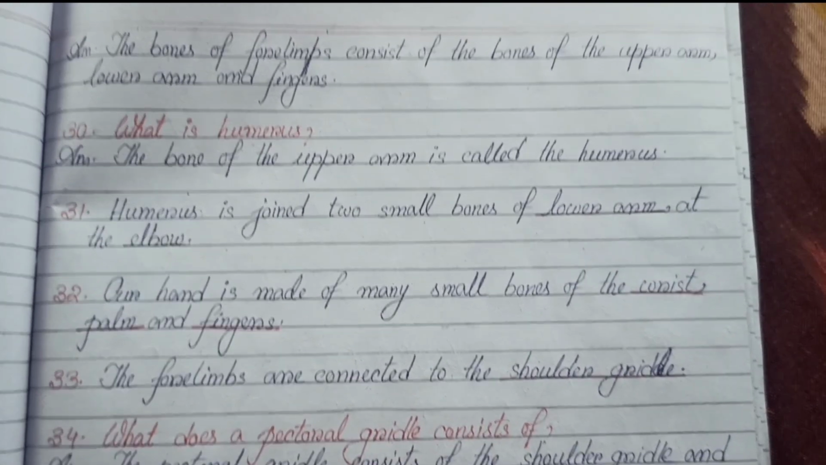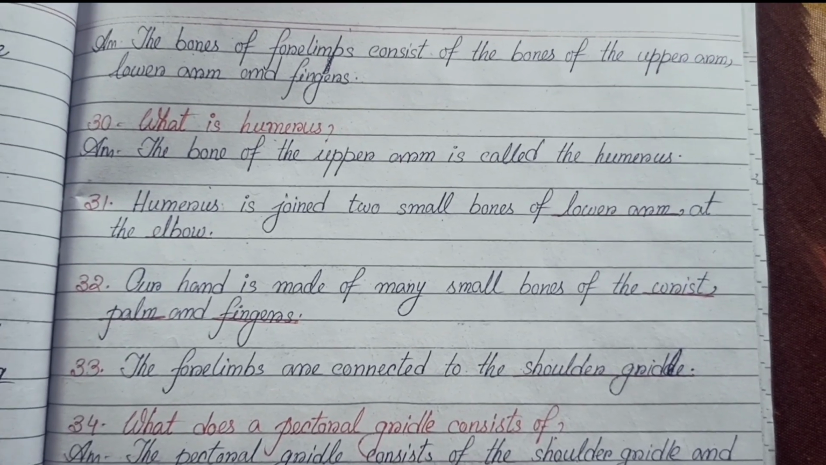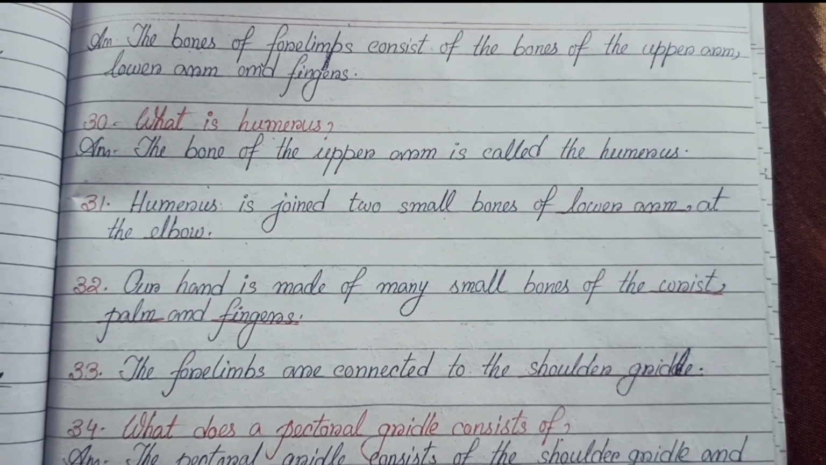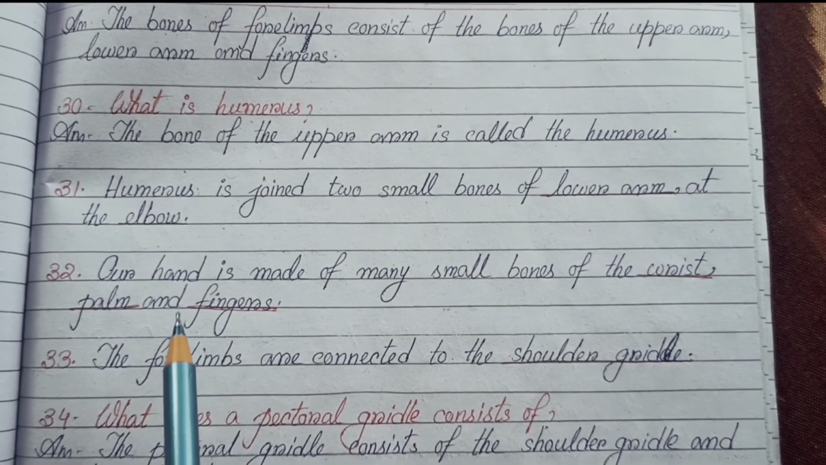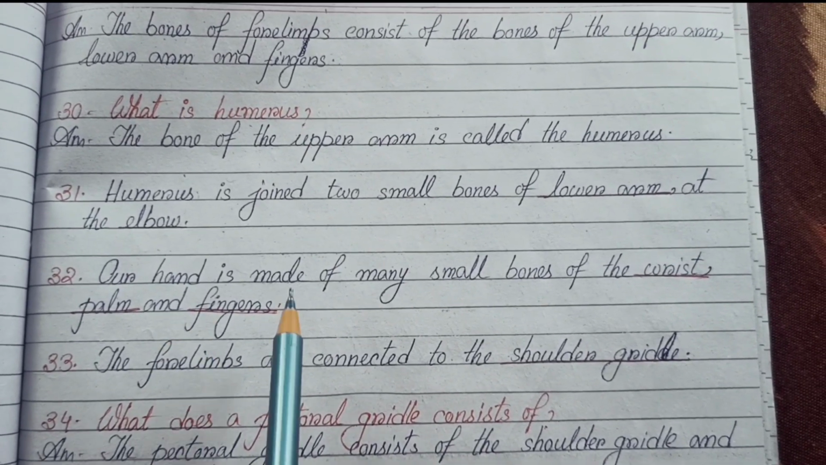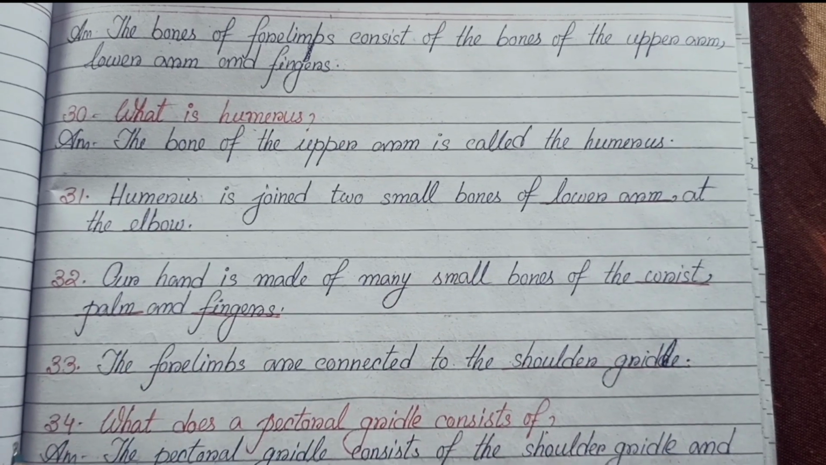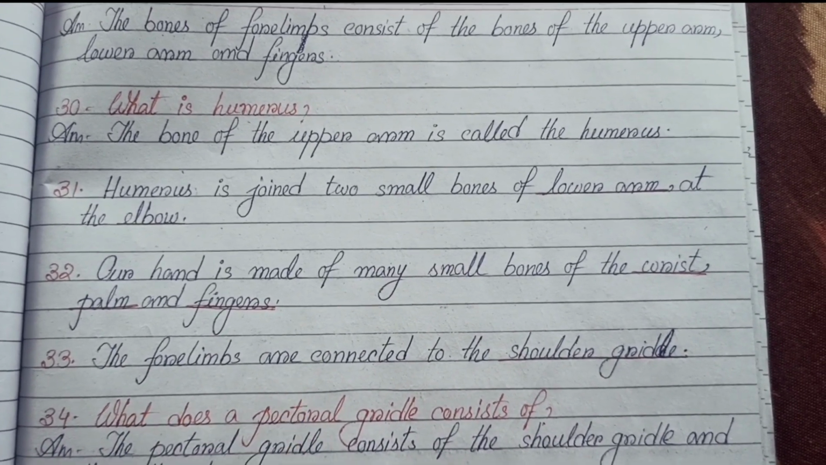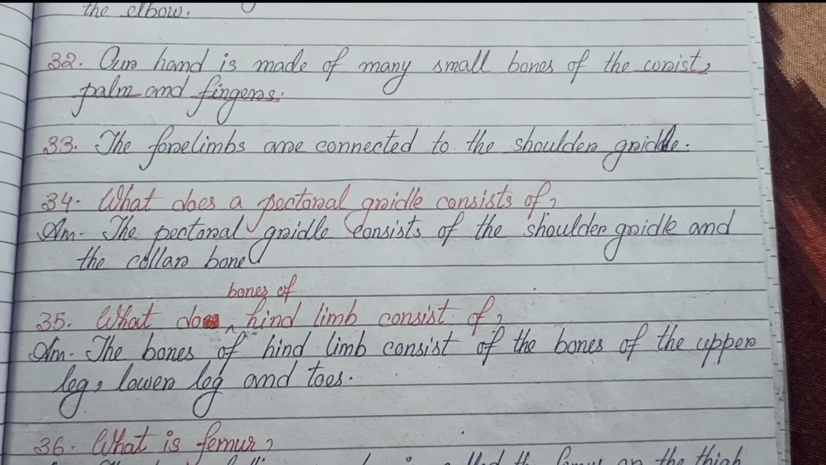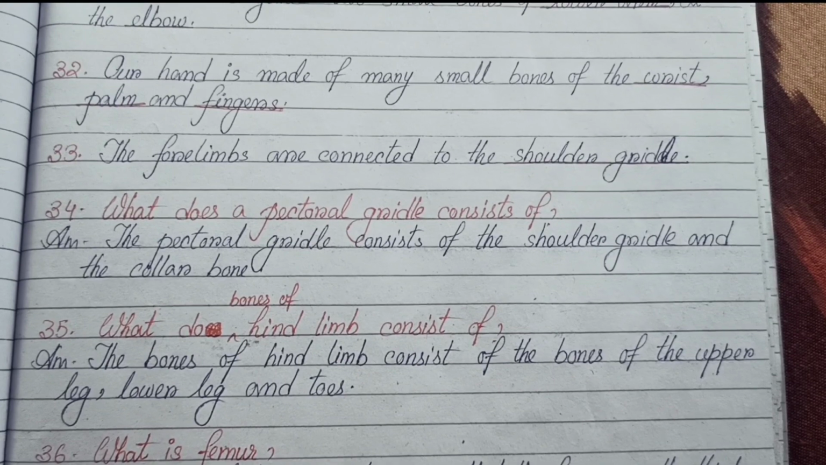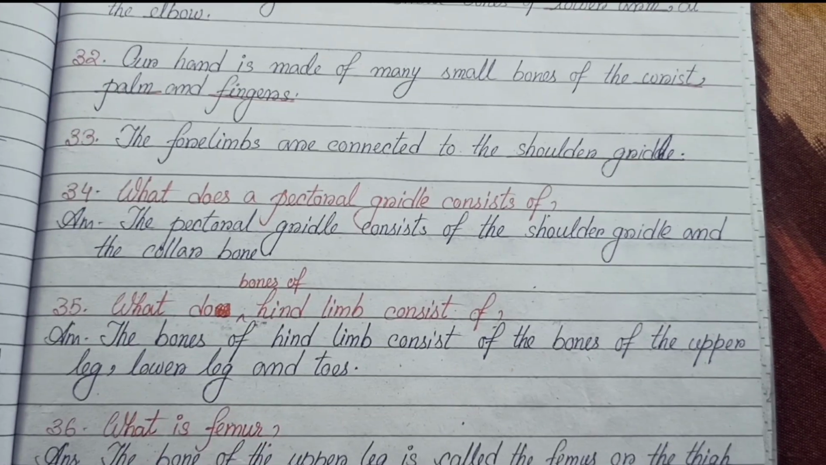Number 31. The humerus is joined to the small bones of the lower arm at the elbow. This is a fill in the blank from this chapter. These two blanks are the answer. Number 32 is also a fill in the blank. Our hand is made of many small bones of the wrist, palm and fingers. Number 33. The forelimbs are connected to the shoulder girdle. Number 34. What does the pectoral girdle consist of? The pectoral girdle consists of the shoulder girdle and the collarbone.